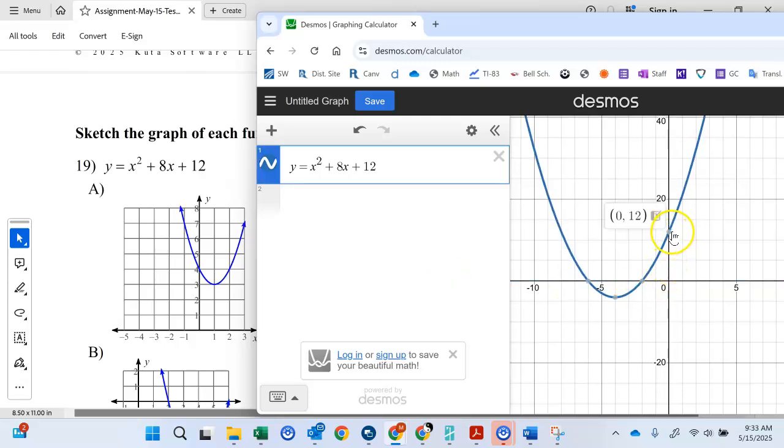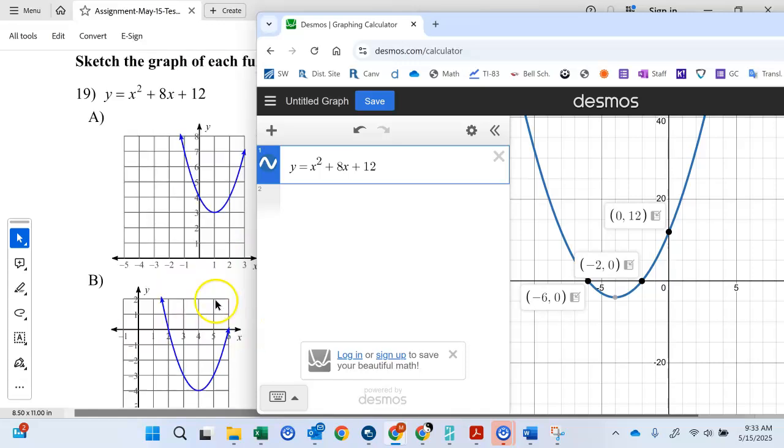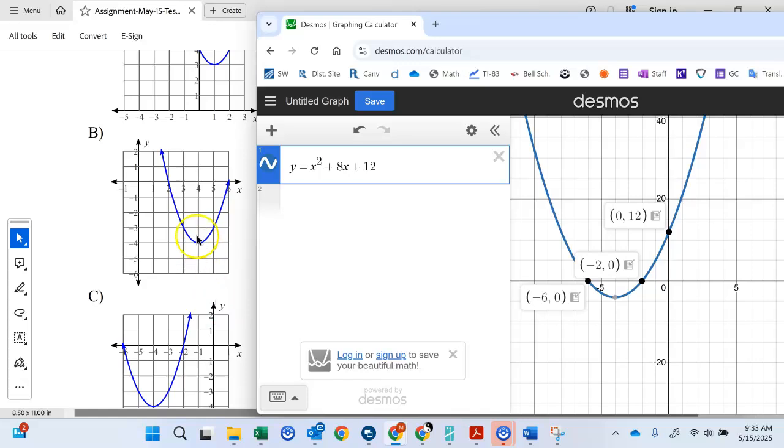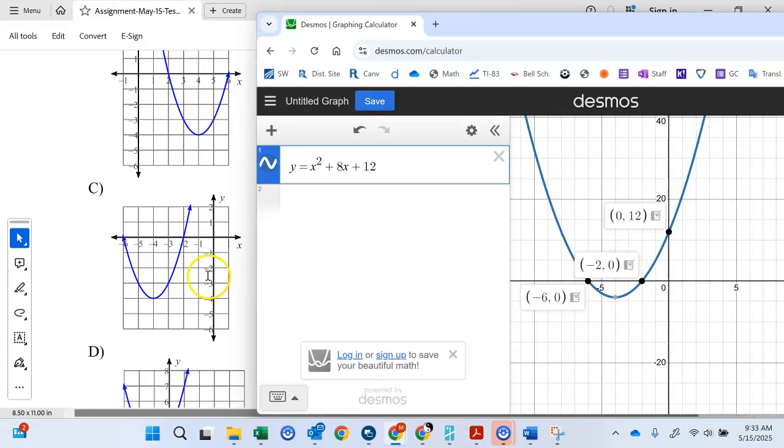Why? Because first of all, I can see a few things. Number one, it goes through the y-axis at 0, 12. It goes through the x-axis at negative 2, 0. So I see 3 points. It's on the left side of the y-axis. It goes down a little bit. So definitely not A, right? Because this is the x-axis and this is above. Then I go to this one. It's on the right side. Nope. This one, is that right? It doesn't look like it, but it is.